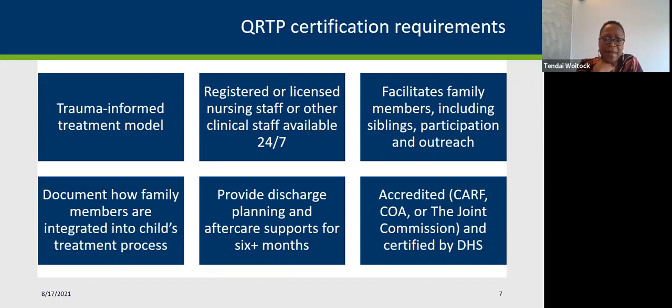So I wanted to start off with just talking about QRTP certification requirements. In order for any children's residential facility to be considered a QRTP that serves children with serious emotional or behavioral disorders or disturbances, FFPSA has defined the standards. They need to use a trauma-informed model, have registered or licensed nursing staff or other clinical staff available 24/7, facilitate family members', including siblings', participation and outreach, document how family members are integrated into the child's treatment process, provide discharge planning and aftercare supports for at least 6 months after the child has been discharged from that facility.